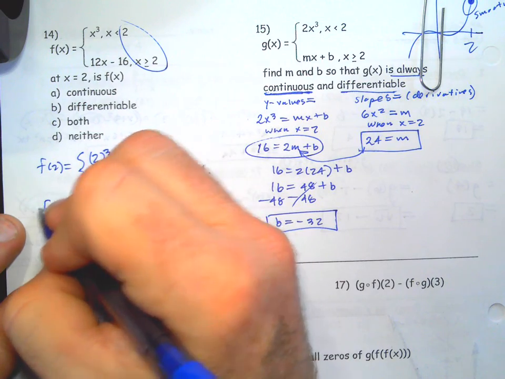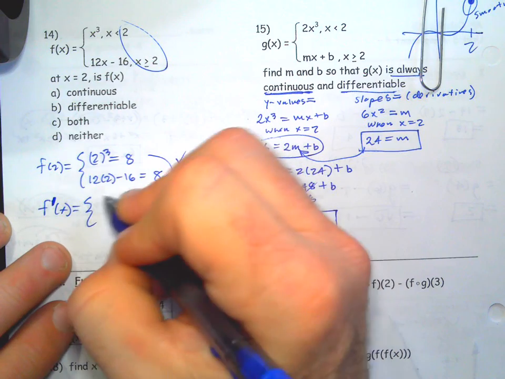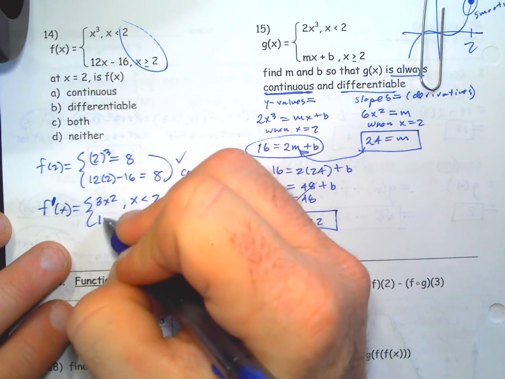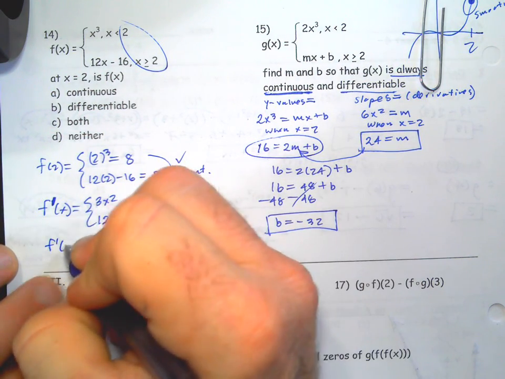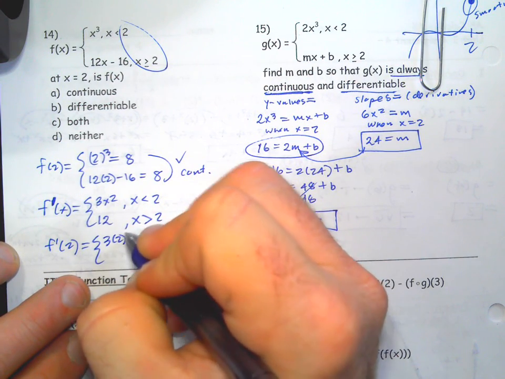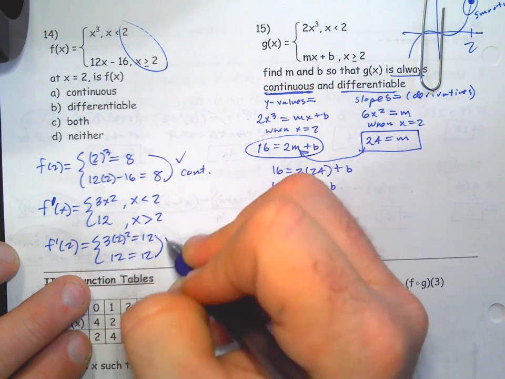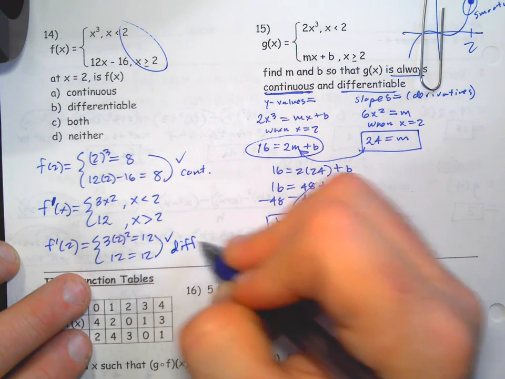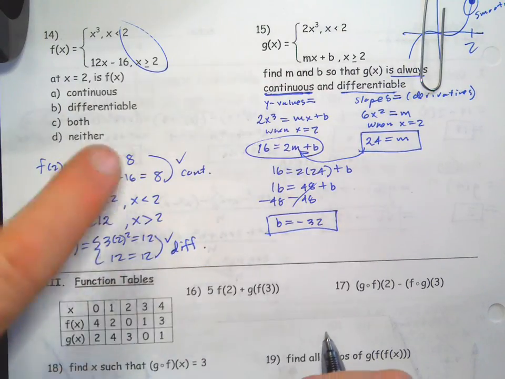Then we got to take the derivative piecewise. It's going to be 3x squared for x is less than 2, and 12 for x is greater than 2. And then we got to plug 2 in and see if they come out the same. So we get 12, and 12 is 12, and they are equal to each other. So because it's continuous, then it is differentiable. This alone isn't enough to say that it's differentiable. You got to actually know it's continuous also.